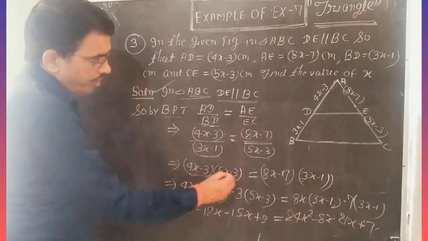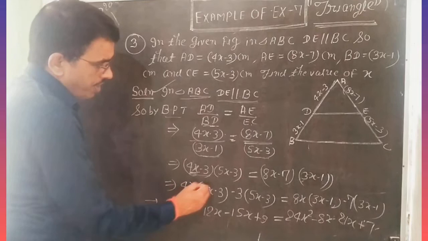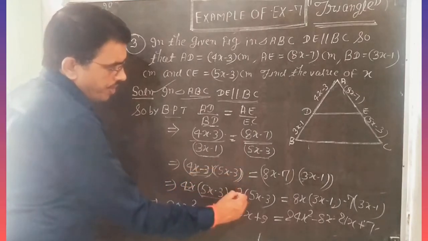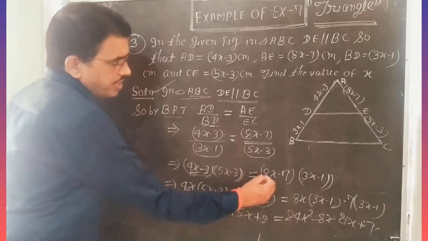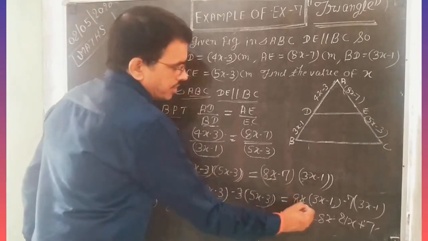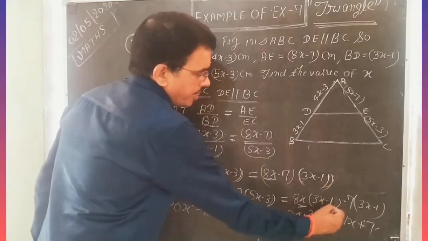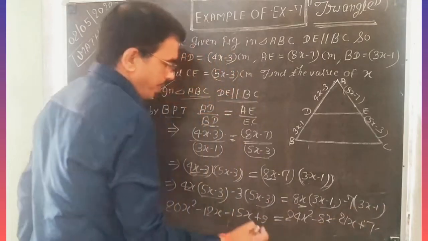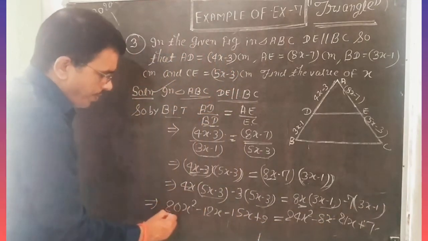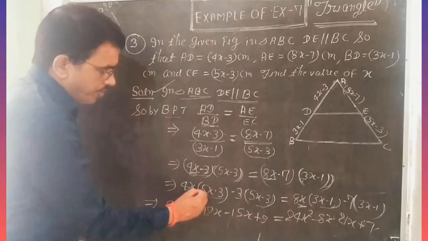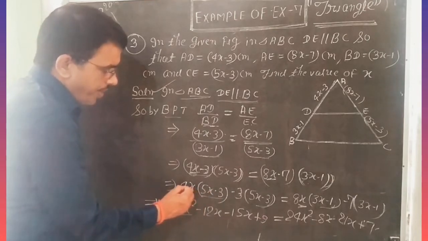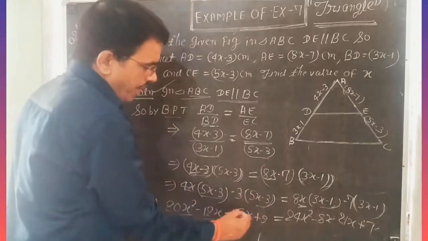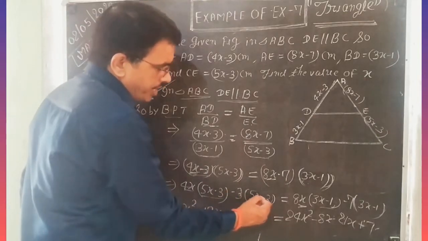Multiply by column method: it is 4x multiplied by the whole (5x minus 3), minus 3 multiplied by the whole (5x minus 3). Similarly, here is 8x multiplied by the whole (3x minus 1), minus 7 multiplied by (3x minus 1). What do you get? 5 4s are 20x square, 20x square minus 4x into minus 3 is minus 12x, minus 3 into 5x is minus 15x, minus 3 into minus 3.